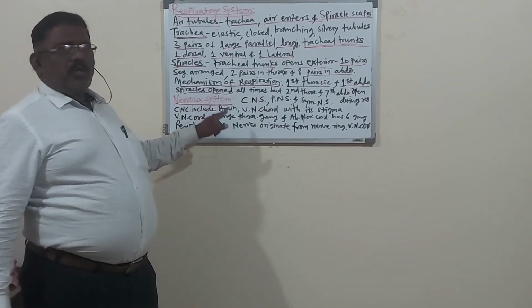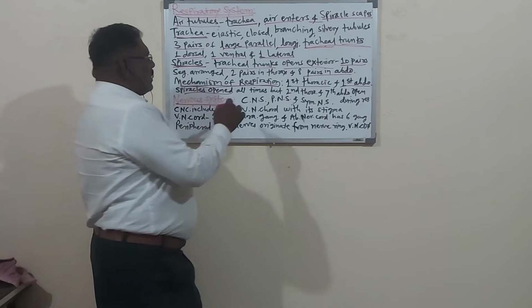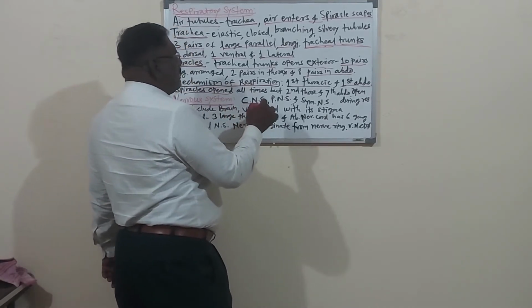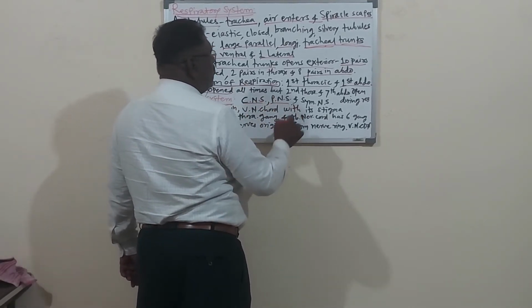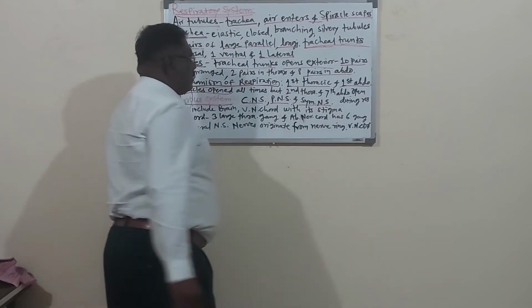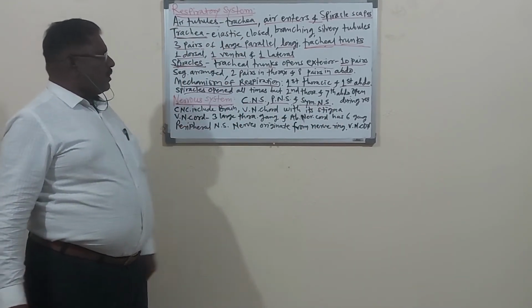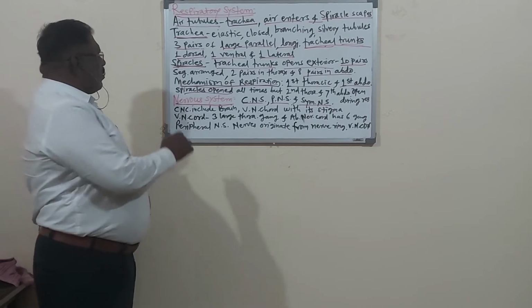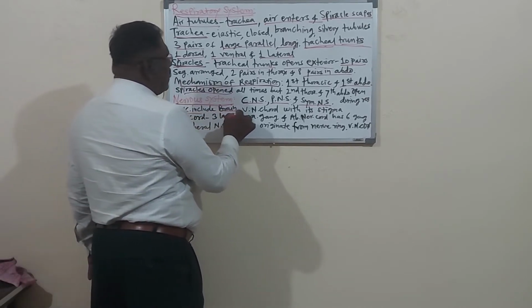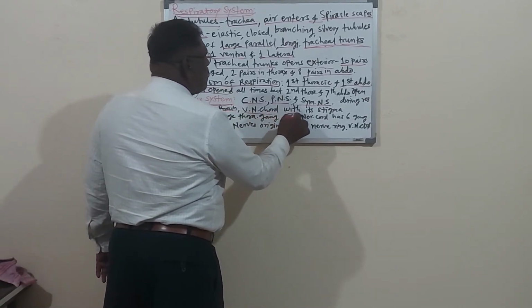So the nerve system of the cockroach includes the central nervous system, the peripheral nervous system and the sympathetic nervous system. So it is divided into 3 parts. So the central nervous system includes the brain and the ventral nerve cord with its ganglia.